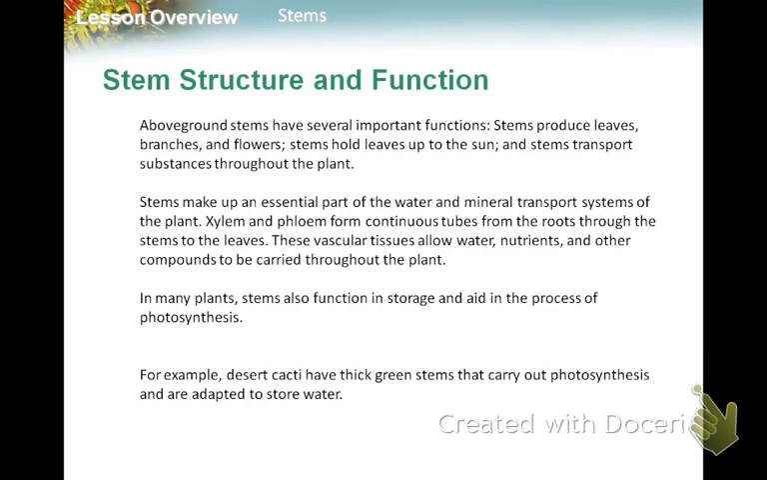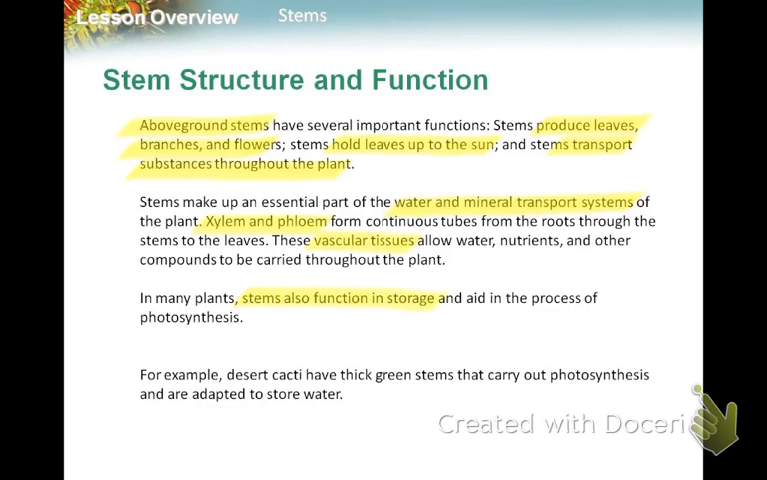Above ground stems do lots of things for the plant. They produce leaves, branches, and flowers. They hold the leaves up to the sun, and most importantly, arguably, they transport the substances throughout the plant. Water up from the roots and carbohydrates down from the leaves. So it's a water and mineral transport system. Xylem and phloem form tubes, vascular bundles, vascular tissues that circulate water and nutrients and other compounds throughout the plant.